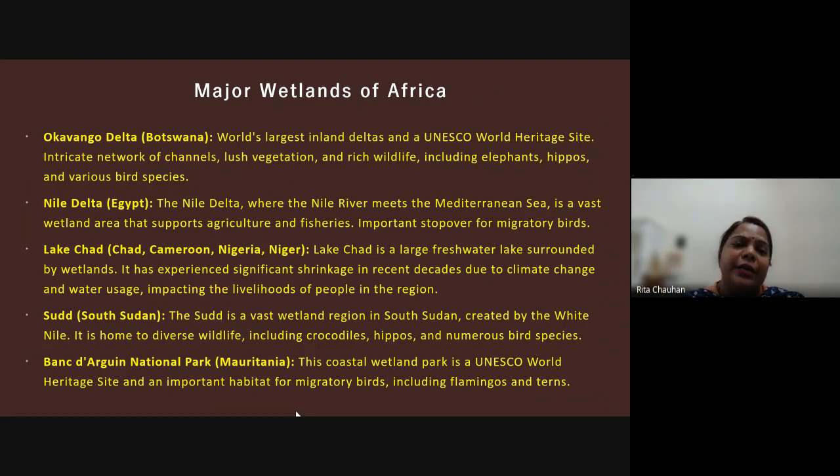Then the Nile River Delta in Egypt. It is again one of the important major wetlands of Africa, which is a major stopover for many migratory birds. Then we have Lake Chad, which is in Nigeria. It also has a good number of diverse flora and fauna, and a lot of people depend on this region. Then we have the Sudd, which is in South Sudan, and this is also home to wildlife, crocodiles, hippos, and many migratory species.